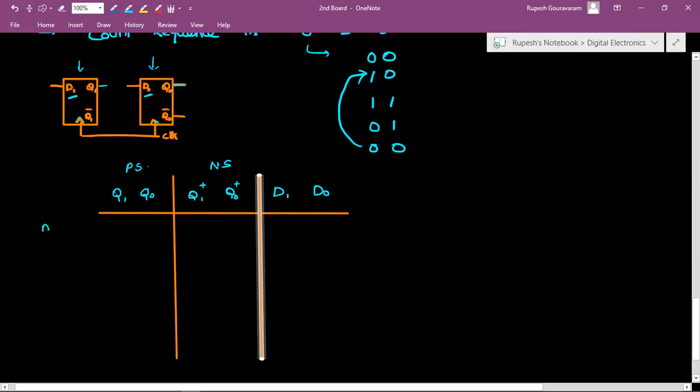Okay. The first one is 0 0. If the present state is 0 0, what will be the next state? After 0 0, it comes 1 0. If the present state is 1 0, after that 1 1. You see this table. Yeah, this one.